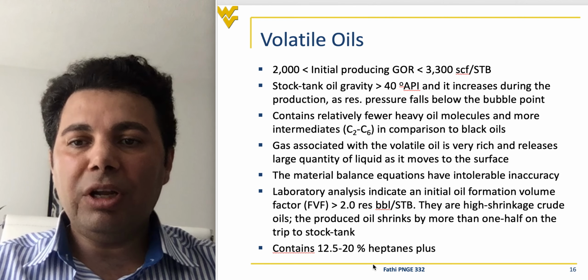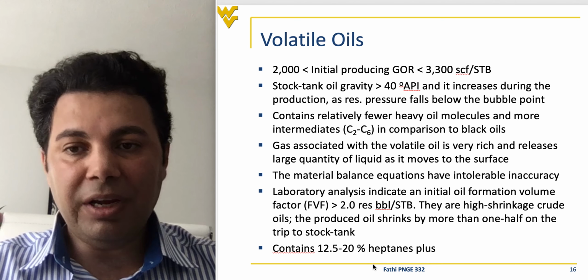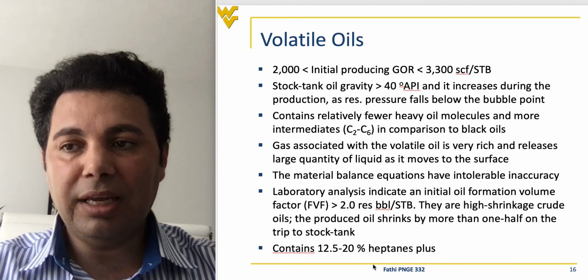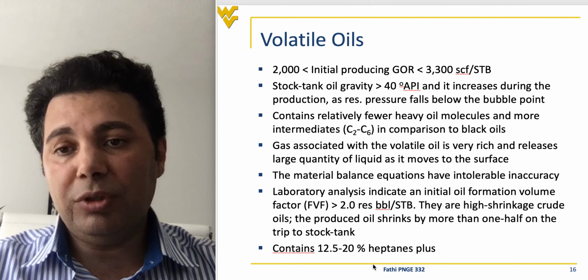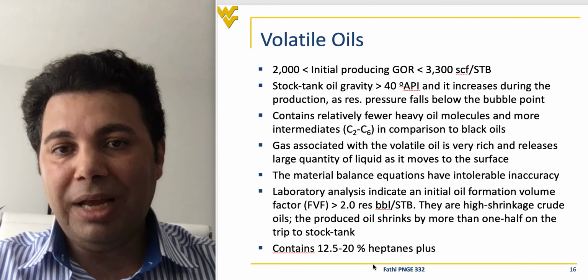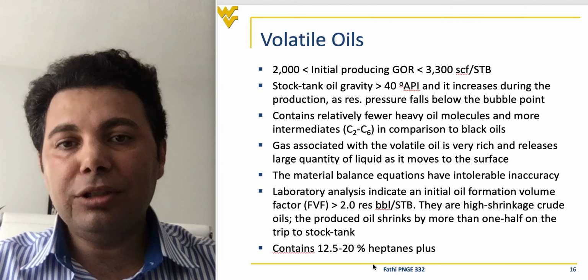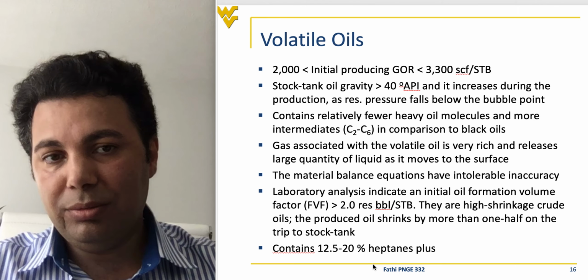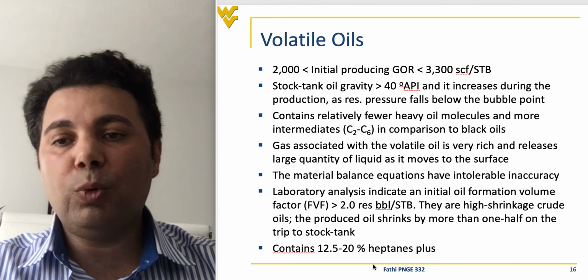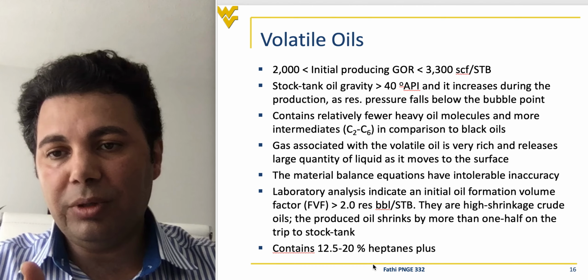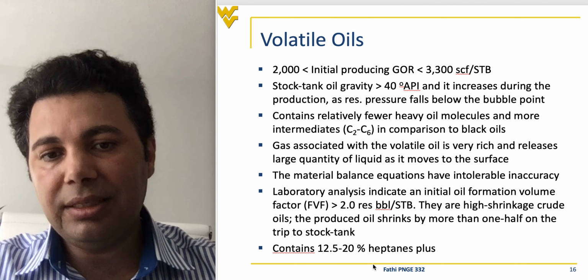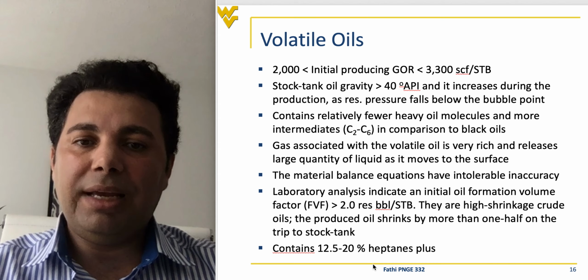So if I have an oil which in the stock tank has an API gravity of like 42, then it could be black oil or volatile oil. In that condition, I'm going to look at the gas oil ratio. Okay. So if the gas oil ratio is more than 2000, then definitely that's a volatile oil. If it's less than 2000, then that can be classified as the black oil.